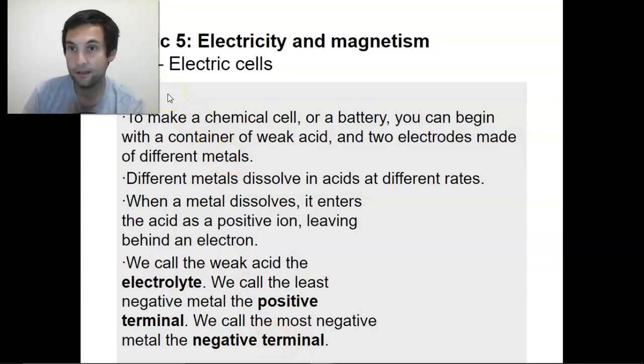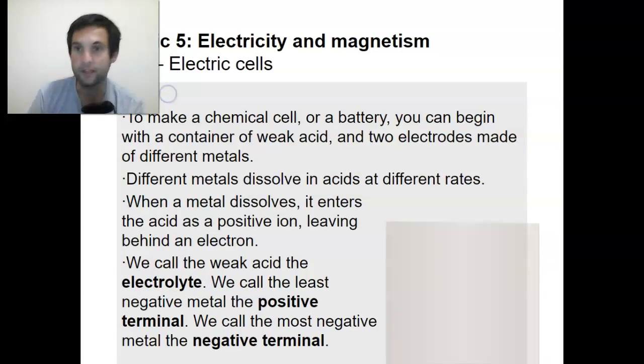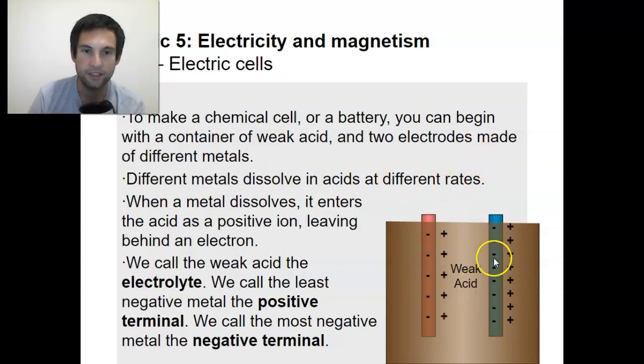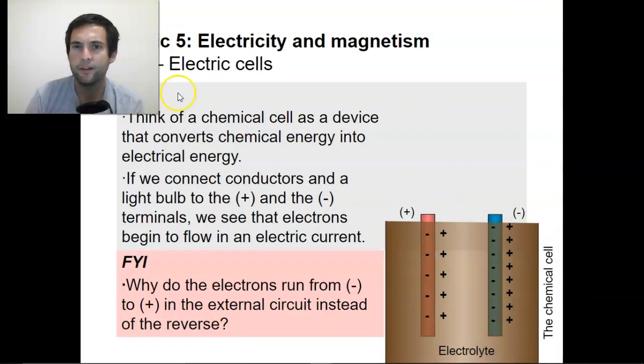And a battery is composed of these cells. Often there are multiple cells. All right, so we put one metal into a weak acid, put another type of metal into a weak acid, and you'll see how the charges spread out here. So now we have the electrolyte, and we now have a positively charged side over here and a negatively charged side over here. Think of a chemical cell as a device that converts chemical energy into electrical energy.